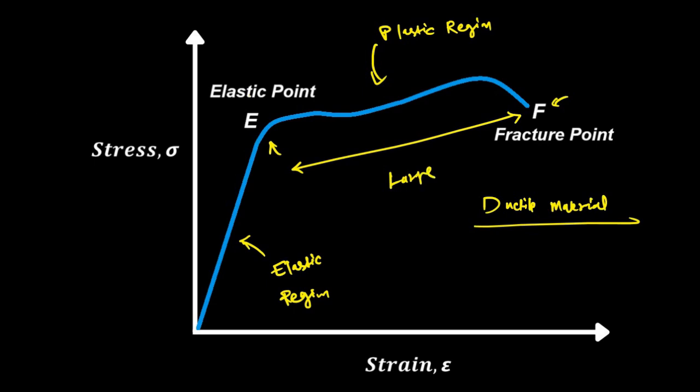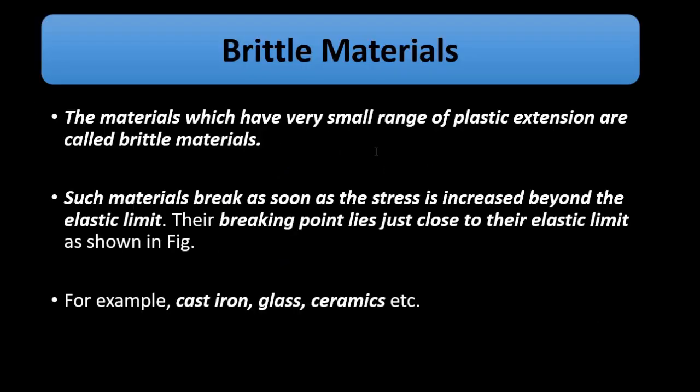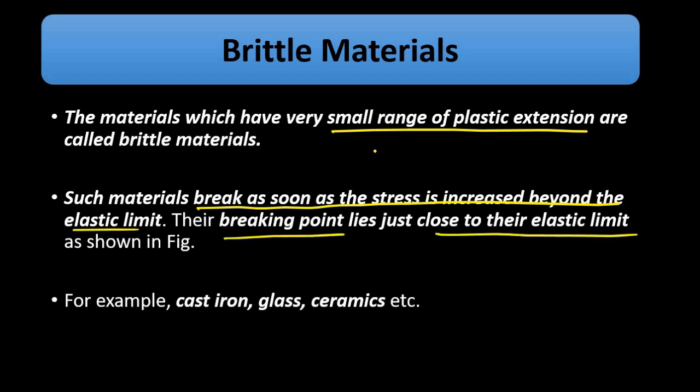So brittle materials have a small range of plastic extension. These materials break as soon as the elastic limit is crossed. Their breaking point lies close to their elastic limit. Examples are cast iron, glass, ceramics, these kinds of materials.